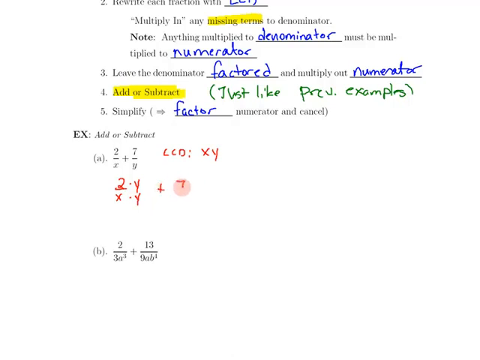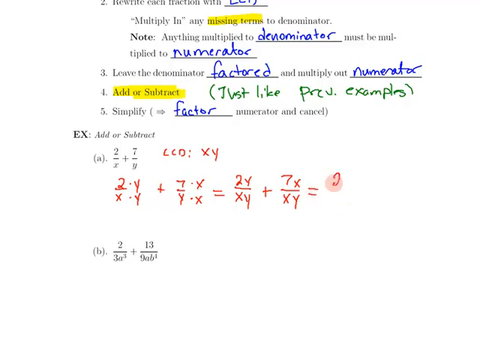Okay? And then 7 over y, same thing. What's missing is an x, so I'm going to multiply in an x, and what I end up with is 2y over xy plus 7x over xy. I know it says yx, but of course multiplication order doesn't matter. So 2 times 3 is the same thing as 3 times 2, right? Same thing is true for x and y. yx is xy. So now we have a common denominator.